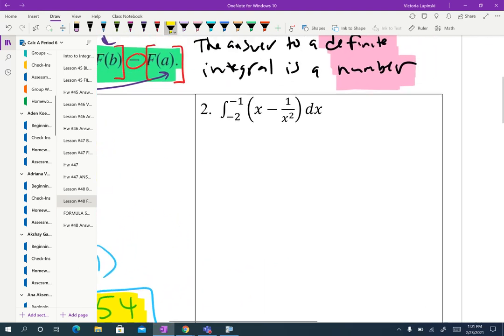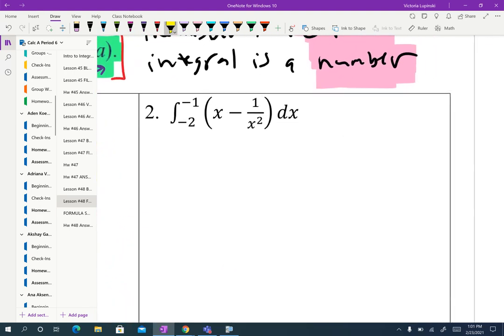So let's go ahead and do a bunch more. So here in number 2, you're now going to integrate from -2 to -1. So again, feel free to realize here that you can do it for negative values as well. Hopefully you realize that -1 is larger than -2, which is why that number is on the top.